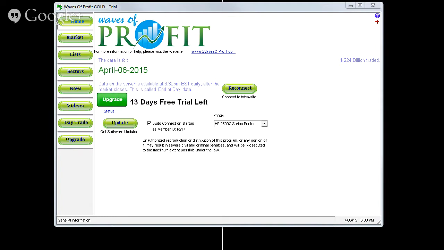So here's the way the trial goes. Right here it says 13 days, because I installed it a few days back. You do get 30 days, and what you get, I'll just quickly cover. You don't have to do anything except install it, and away it goes. It does all that for you.